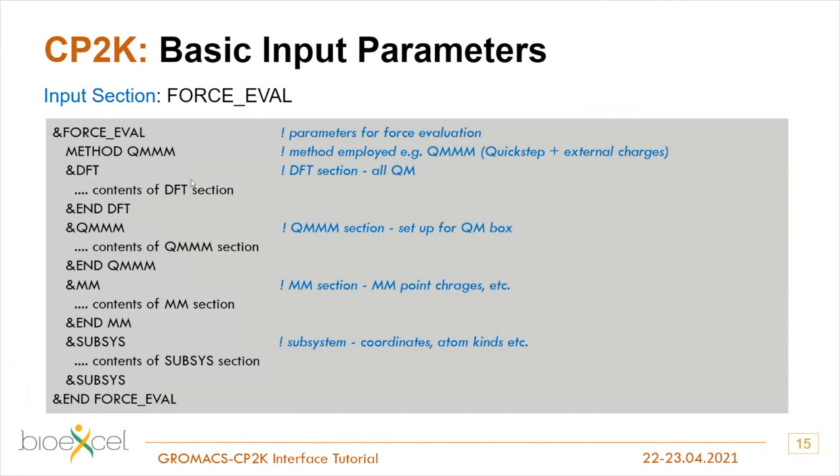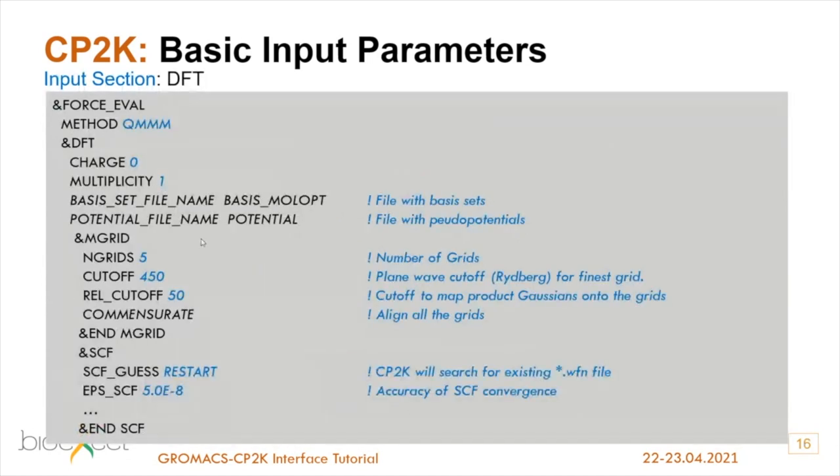So the next section is the DFT section, which contains the parameters of your DFT. Then the QMMM section contains parameters for your QMMM setup. The MM section defines your point charges and so on, if they are present. And the subsystem section has coordinates, basis sets, and so on. OK, I will shortly go through these sections, what you see.